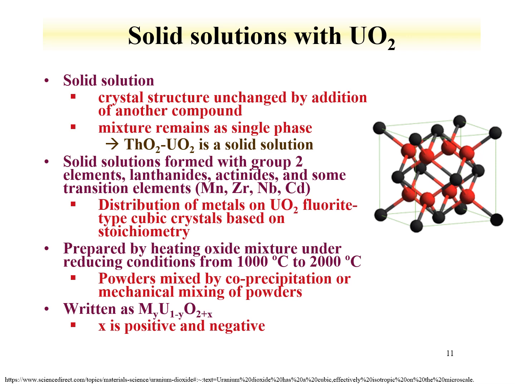Another interesting property of uranium dioxide is its formation of solid solutions. As a review, solid solutions are basically compounds that are formed from a mixture of species where the crystal structure is unchanged by the addition of one compound to another. In this case, this mixture, what we call the solid solution, remains as a single phase. An example of a solid solution is thorium dioxide and uranium dioxide.